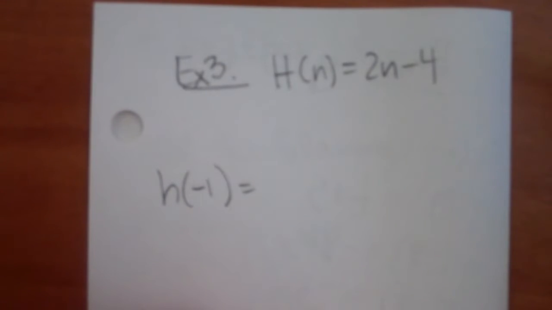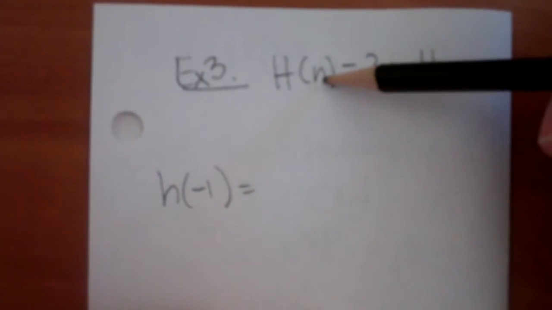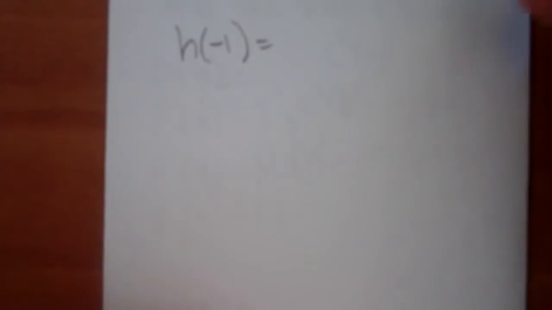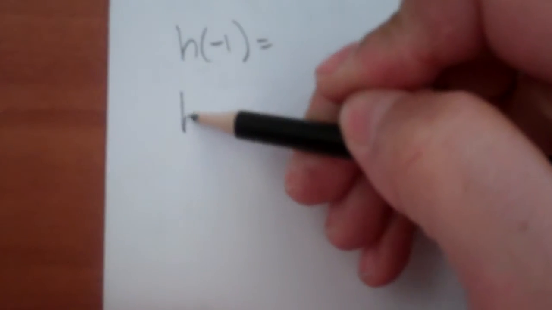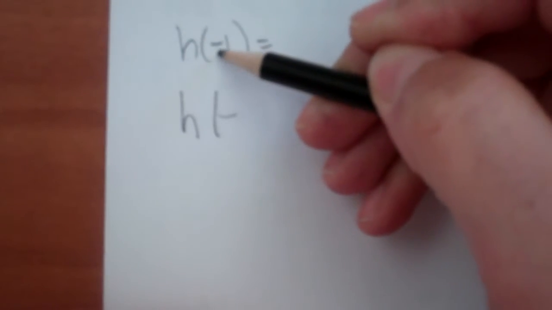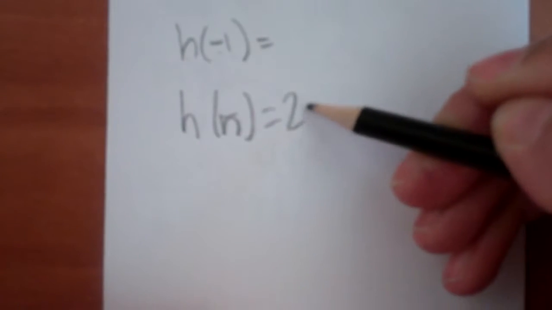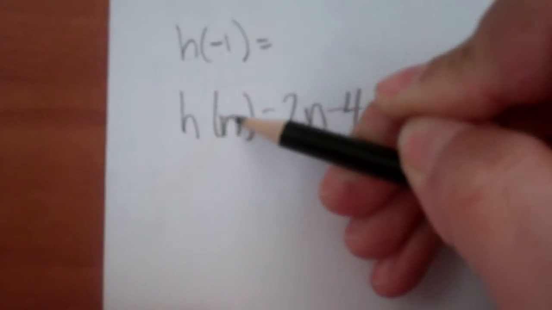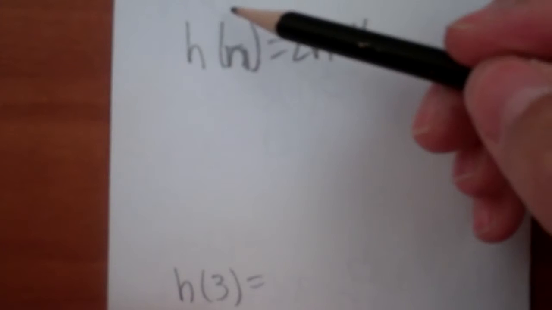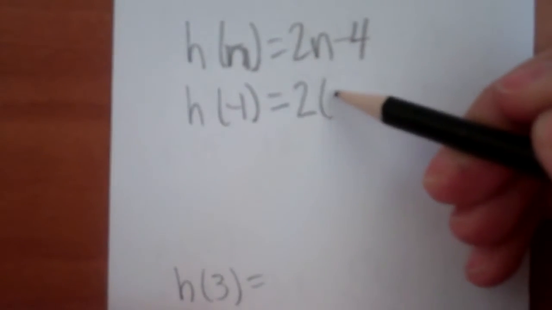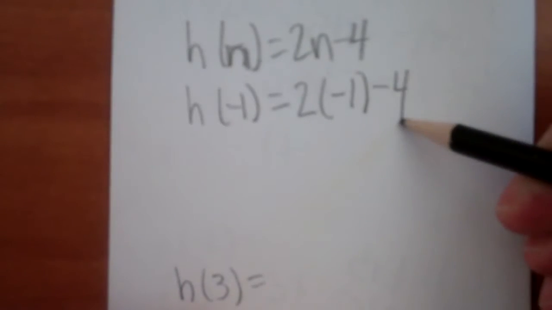We see we have h. h of n equals 2n minus 4. So we still have an input, n, and we're still going to be finding what our outputs are. So here's h of negative 1. So h of n equals 2n minus 4. They want us to input a negative 1, so h of negative 1 equals 2 times negative 1 minus 4.